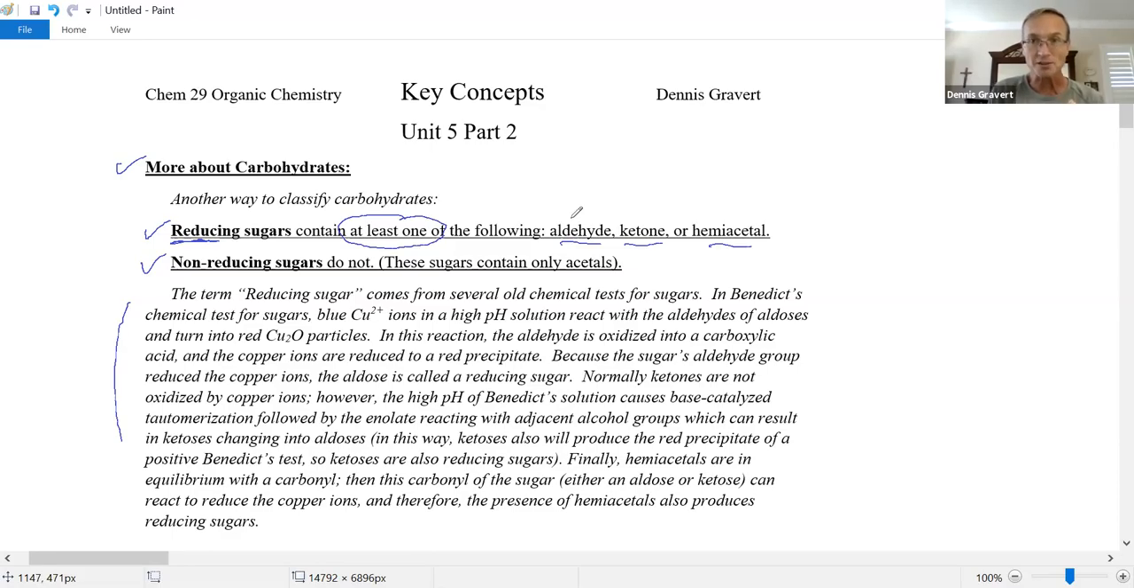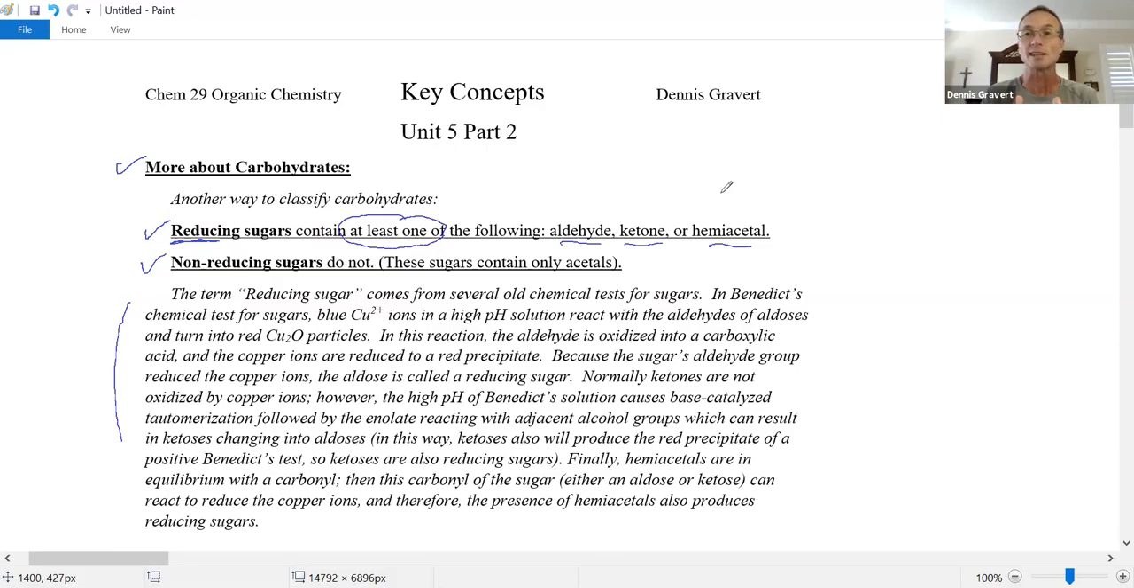Now there are some carbohydrates out there, other sugars, that do not contain an aldehyde, ketone, or hemiacetal. And you might be saying, wait, back in the last video, Dennis, you said a carbohydrate is defined to have either an aldehyde or a ketone. Yeah, but this is chemistry and it's full of exceptions. Not exactly lying here when I say there are some sugars that don't have aldehydes or ketones because they've been transformed into acetals. And so an acetal can be reversed, it can be undone.